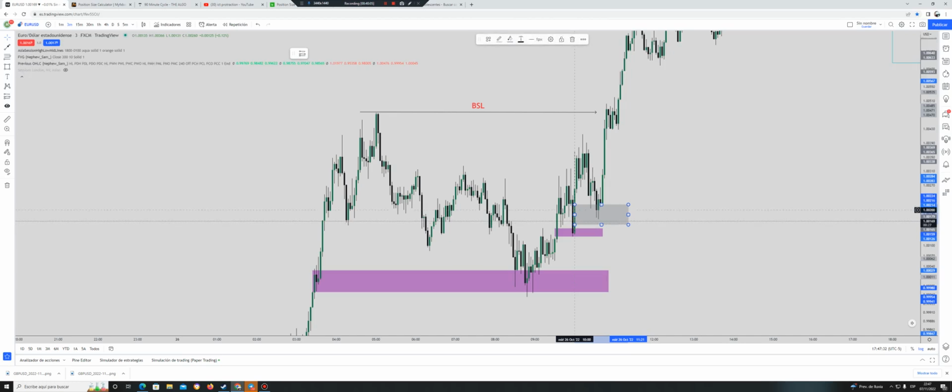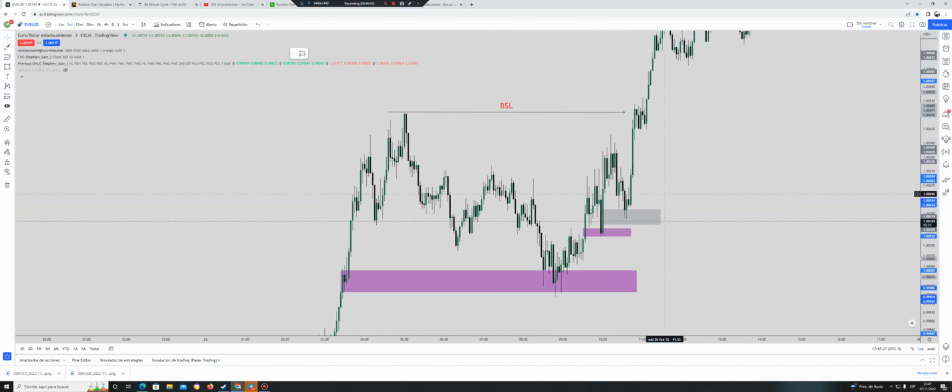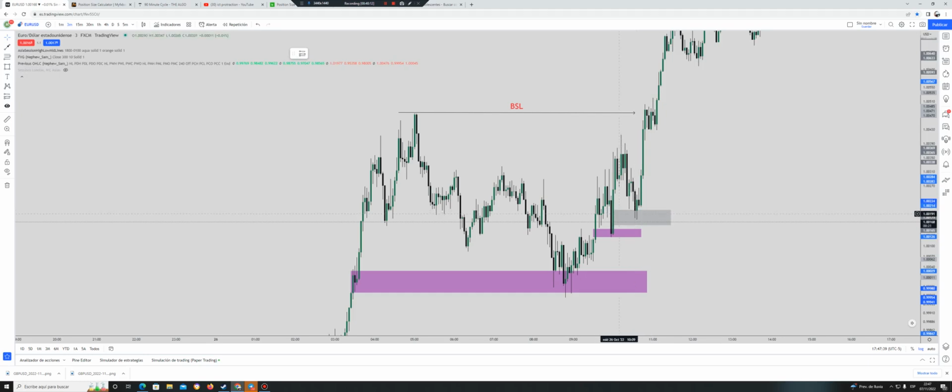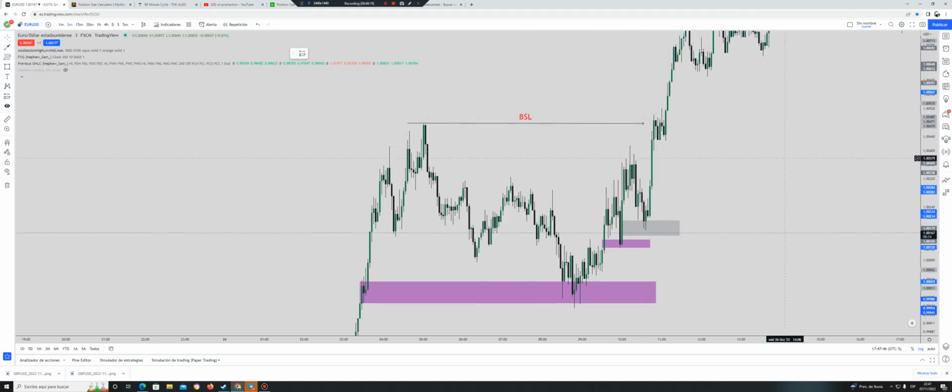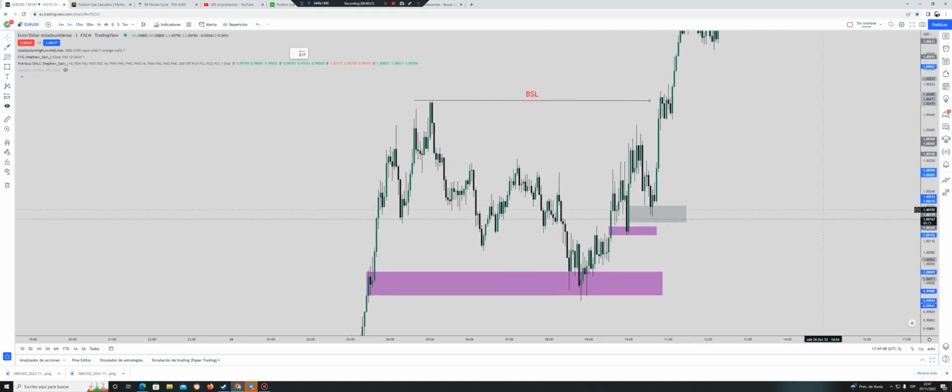In the seconds time frame you will see a fair value gap here, order block, and then 8:30, another buy to take that buy side liquidity. And this is the second way to trade the last cycle of New York.